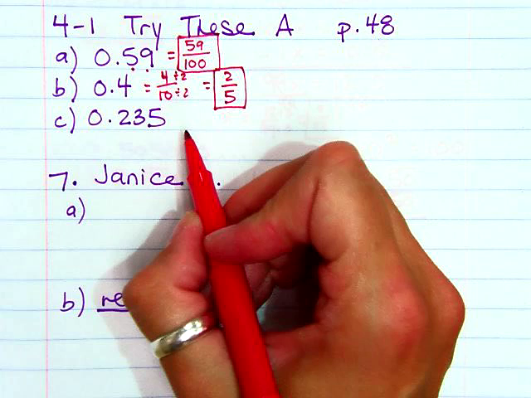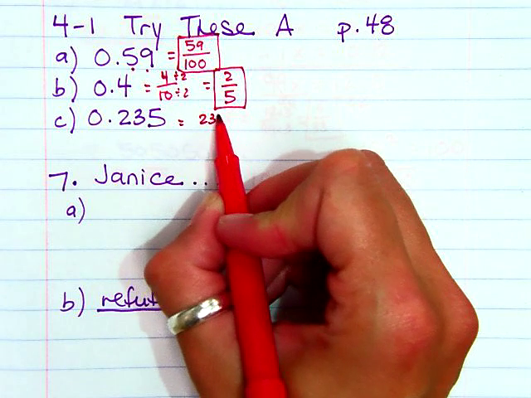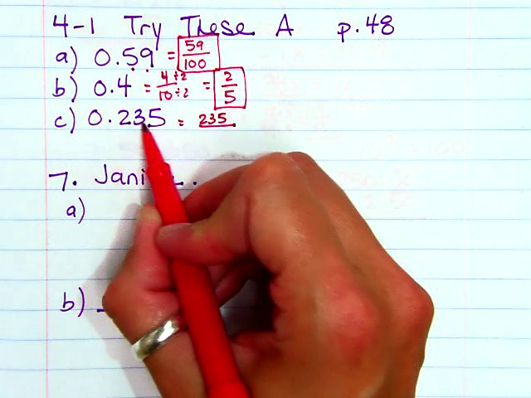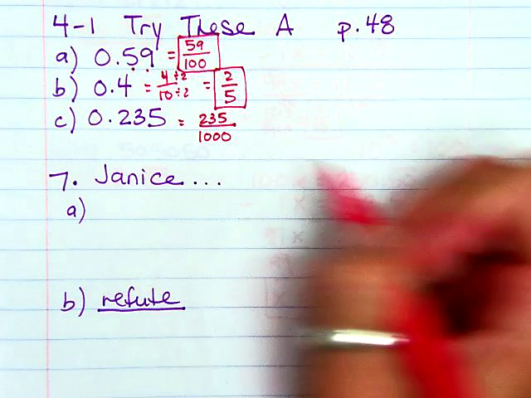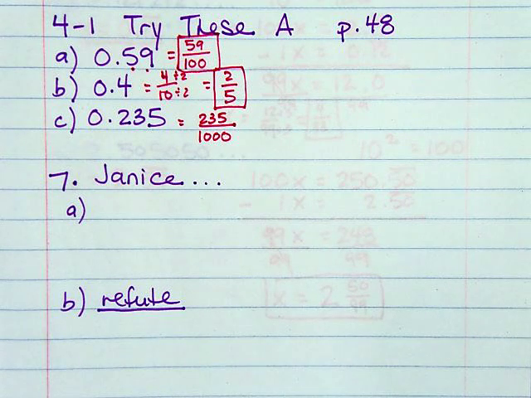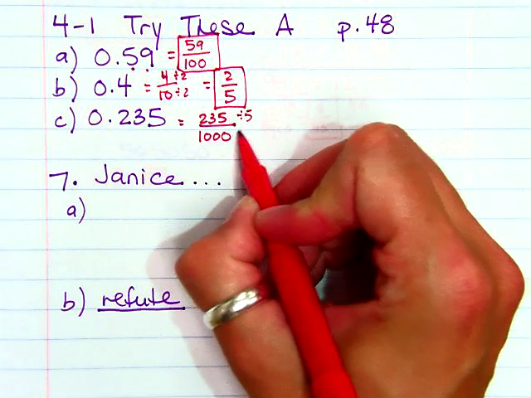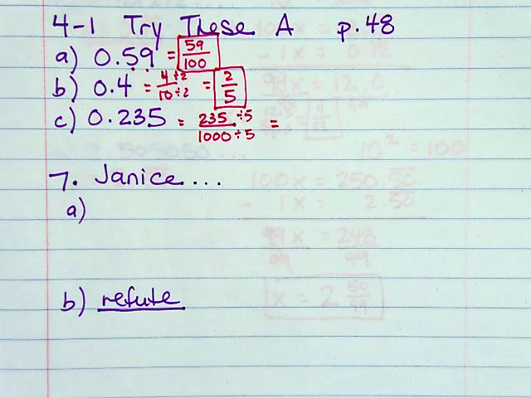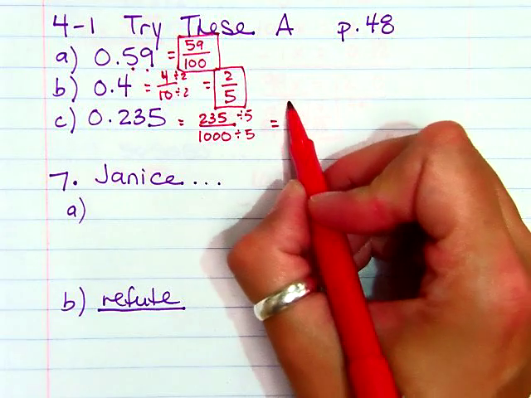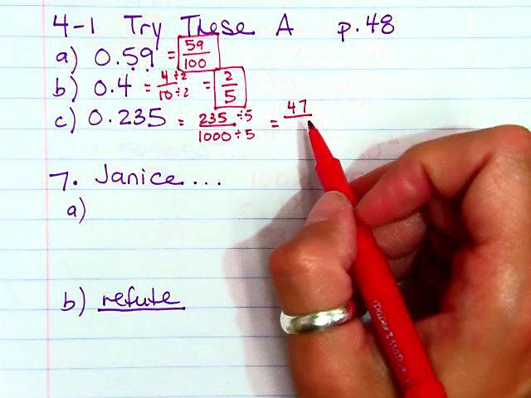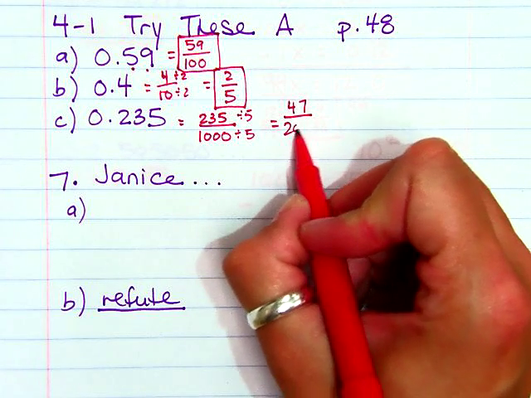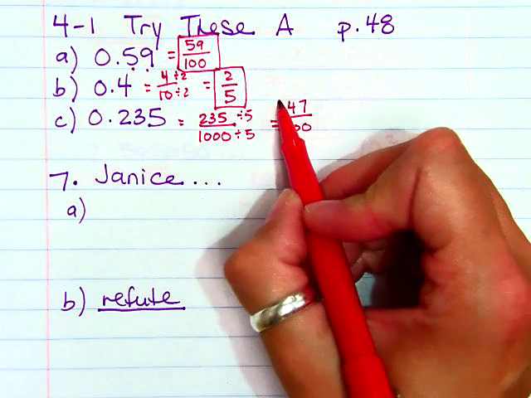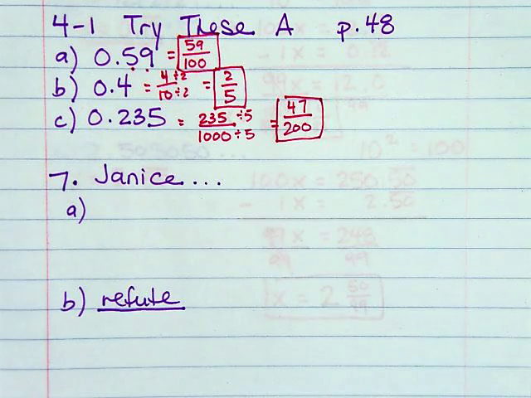And last, I have 235 over 1, 2, 3 zeros. So that's 235 thousandths. Now this can reduce. I'm going to go ahead and start with 5's just because it ends in 5 and the denominator ends in 0. So 235 divided by 5 is 47. And 1,000 divided by 5 is 200. And that is all she wrote. I cannot reduce further. So that's all for Try These A on page 48.